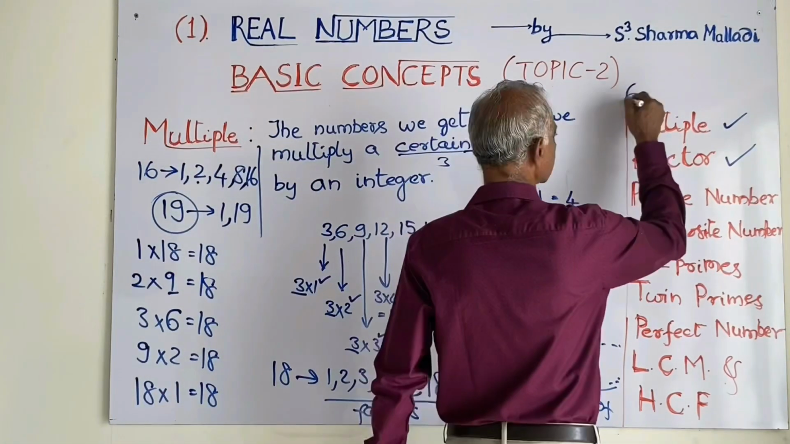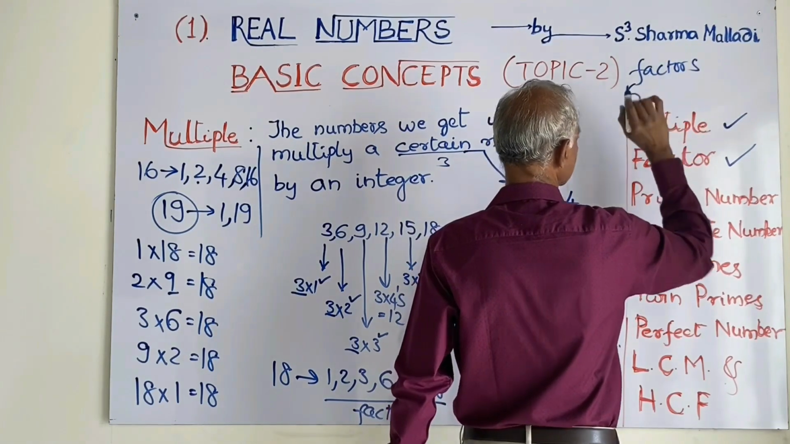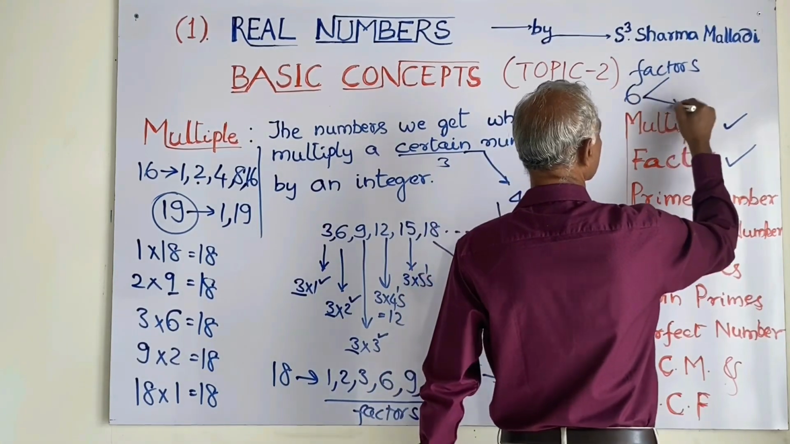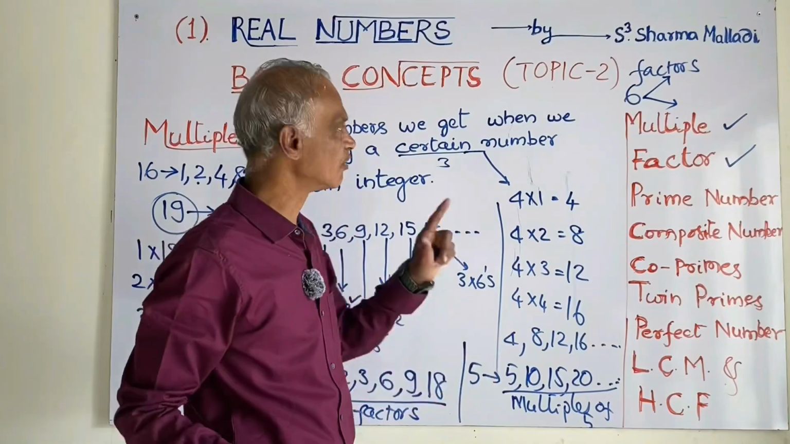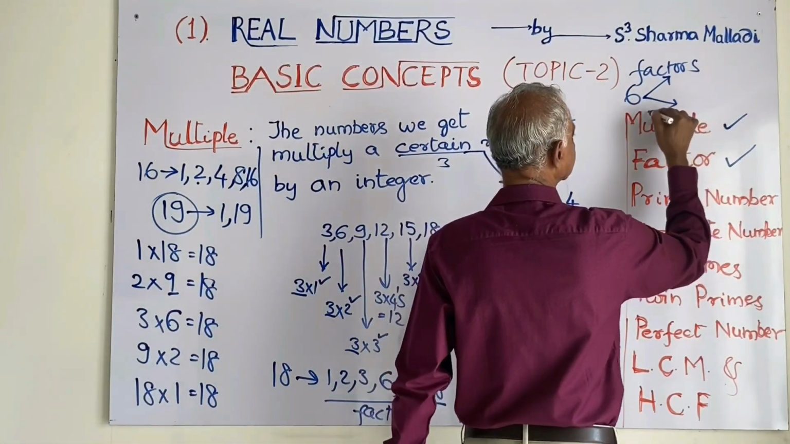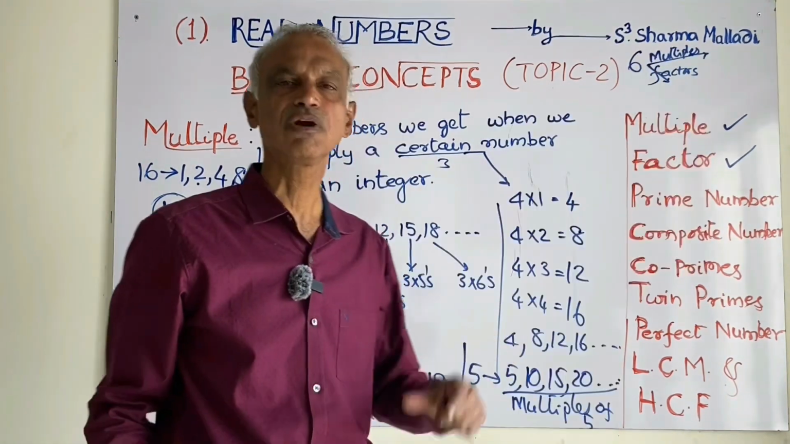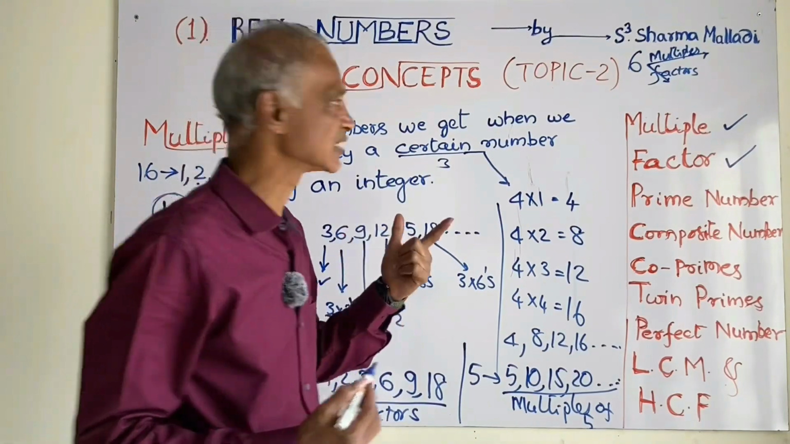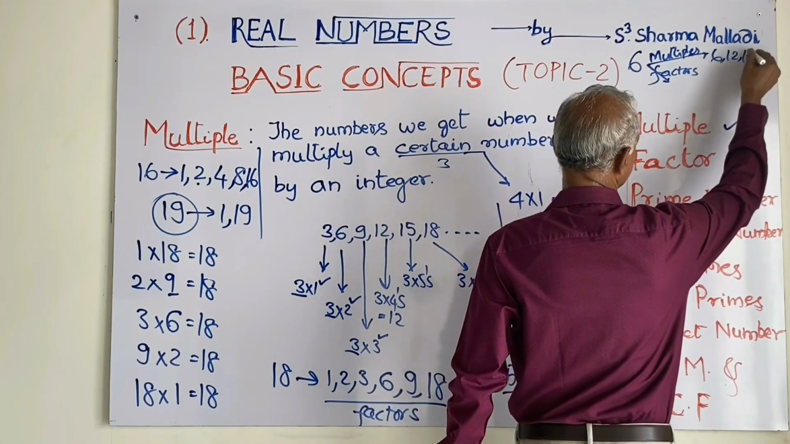What are the factors of 6? I will write. I will ask a question. What are the factors of 6? What are the multiples of 6? What is the difference between multiple and factor? I will write the multiples of 6. What are the multiples of 6? 6, 12, 18, like this.